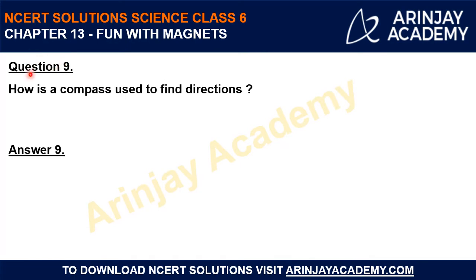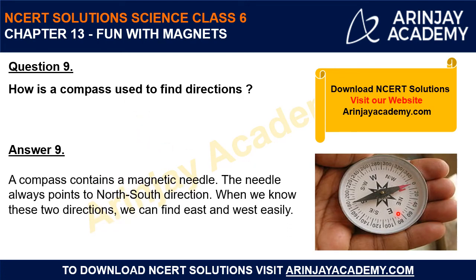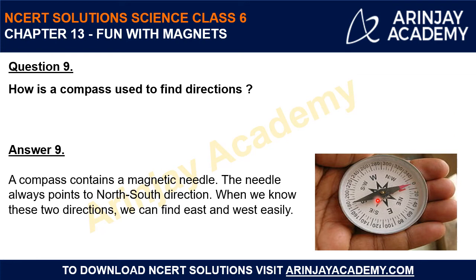So here we have question 9. How is a compass used to find directions? So you know that today we use a magnetic compass when we are required to find directions. So why do we use a compass and not simply a magnet? You should know that a compass itself has a magnetic needle placed inside it. Earlier we used to suspend a bar magnet with a thread and then check along which direction the needle has inclined itself, because we know that the needle always points along the north-south direction. So by this we can judge where is north and where is south.